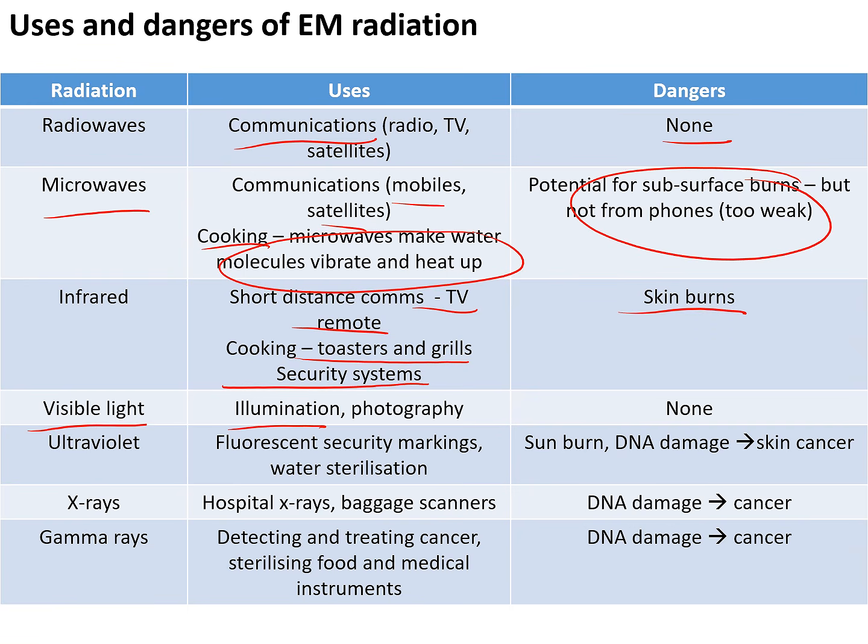Visible light is used for illumination and photography. There are no dangers. Ultraviolet is used for fluorescent security inks that glow under ultraviolet light, and for water sterilisation. It can potentially lead to sunburn. It can cause DNA damage that can lead to skin cancer.